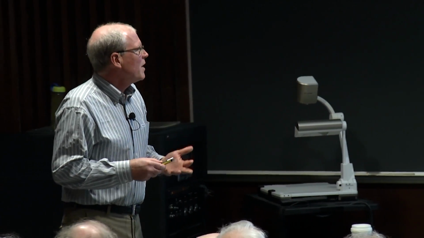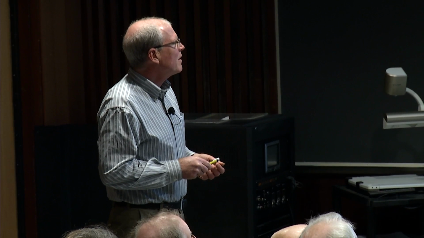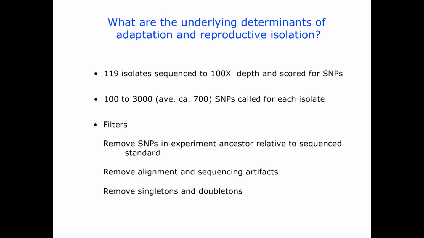So those are the old data. And what are the underlying determinants? So we did some next-gen sequencing. We took isolates initially from the populations, single colony isolates. So we're measuring individual genotypes within the populations. 119 of those distributed over the 12 subpopulations, 6S and 6M, sequenced to about 100x depth.